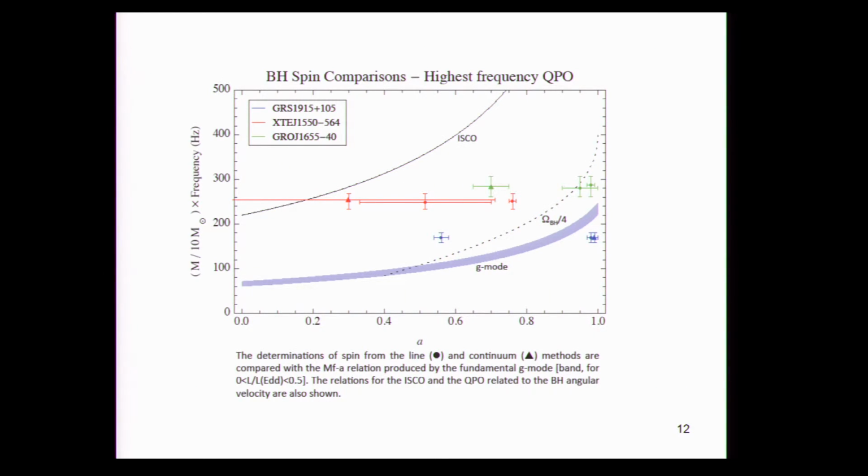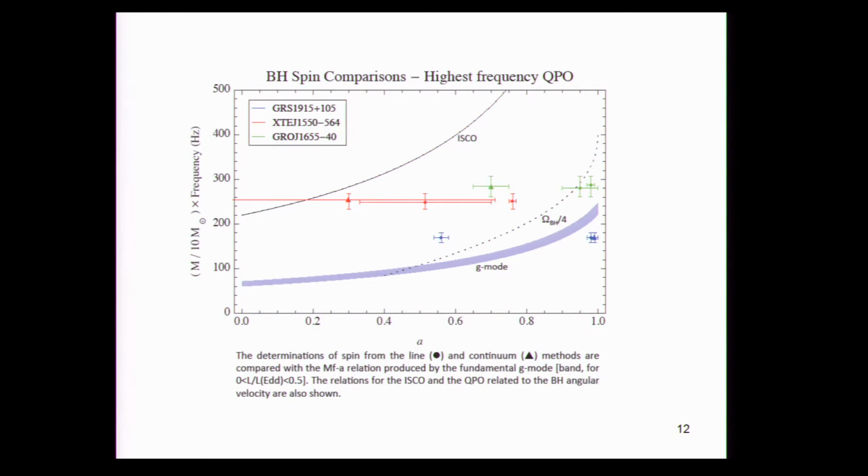Okay, this is what I want to focus on. Let's look at the highest frequency QPO seen in these three sources. These are the three sources that have good masses, so we can calculate this key quantity. The observed frequency for 10 solar mass, properly scaled, for these three sources: 1915, 1550, and 1655. Due to the line method and continuum methods.